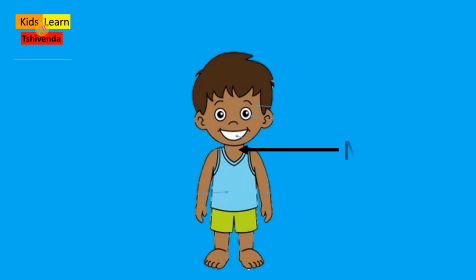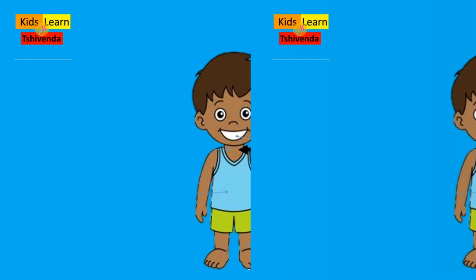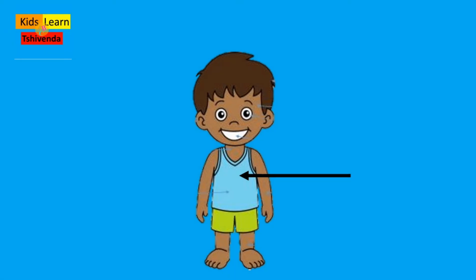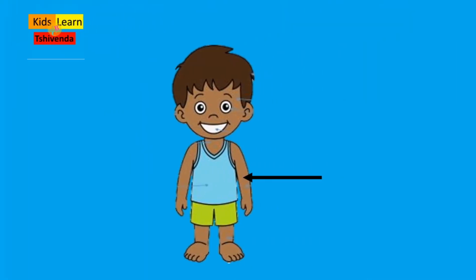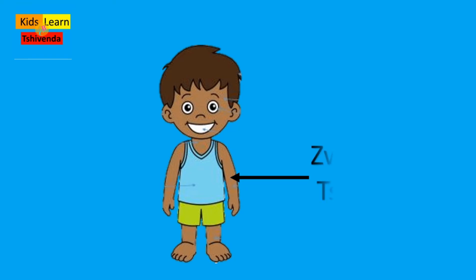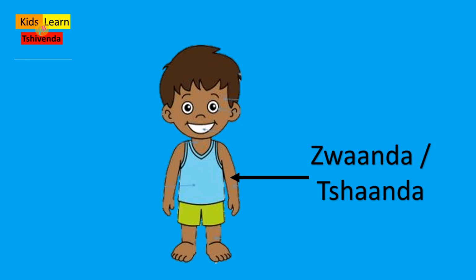The next one is your neck, which is mukulo. That's your neck. The next one is your chest, which is khana. The next one is your hand or your hands. It's zwanda. Zwanda for hands. Chanda for one hand.